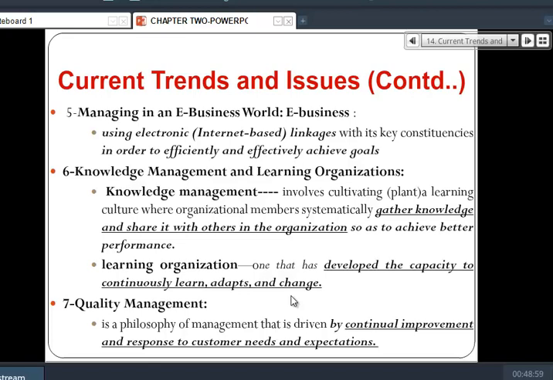TQM, or quality management, is a philosophy of management that is driven by continual improvement and response to customer needs and expectations.